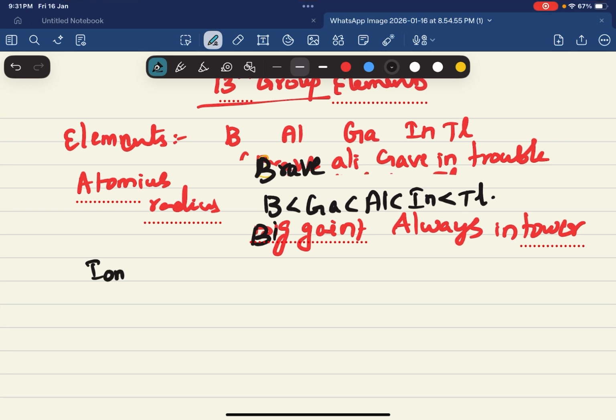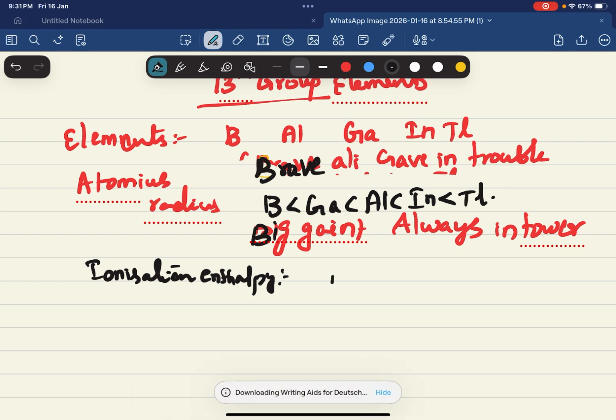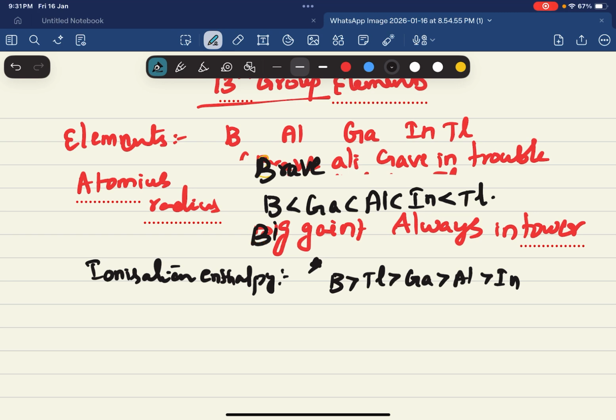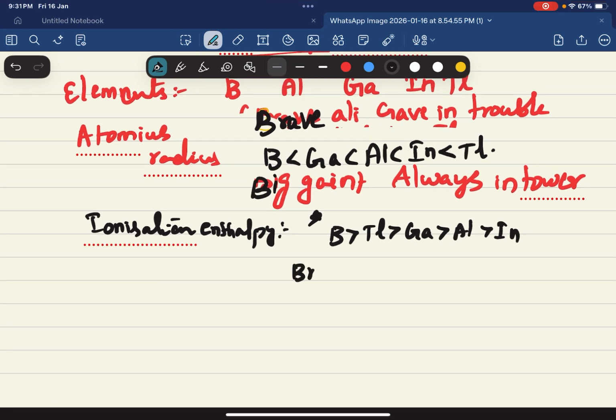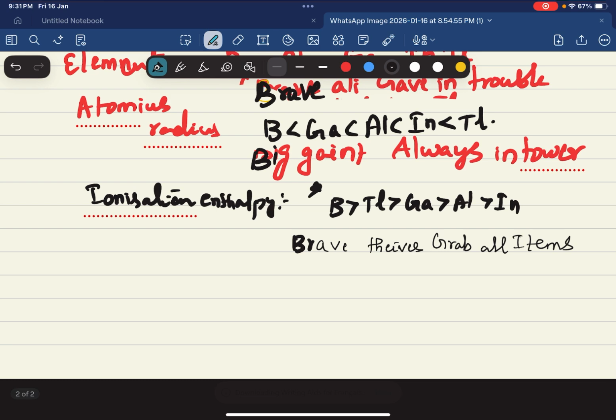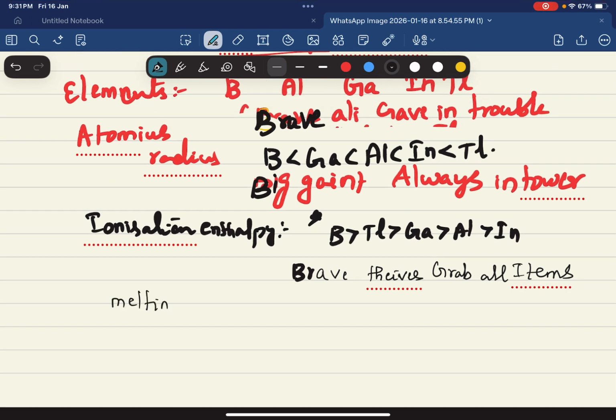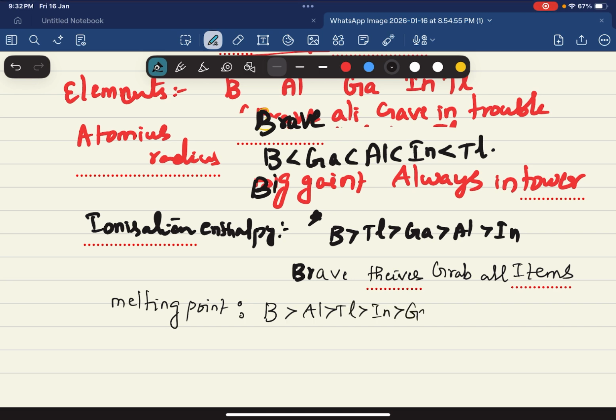So coming to ionization enthalpy. Here boron, thallium, gallium, aluminium and indium. This is very very important. For this, brave thieves grab all items. And melting point: boron is greater than aluminium is greater than thallium greater than indium greater than gallium. It helps for last moment revision students just before exams.